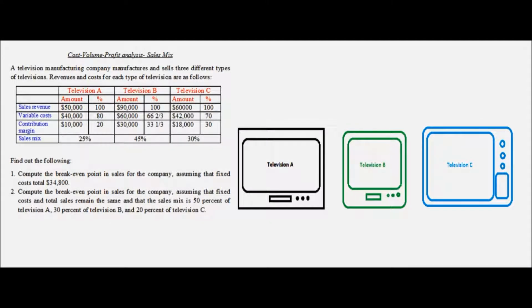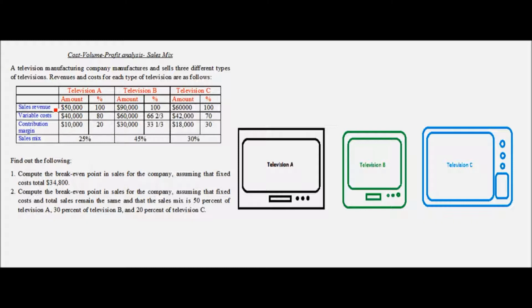Let us look at another example of cost volume profit analysis. A television manufacturing company manufactures and sells three different types of televisions. Revenues and costs for each type of television are given to us in this table. So we have three different types of televisions: television A, television B, and television C.